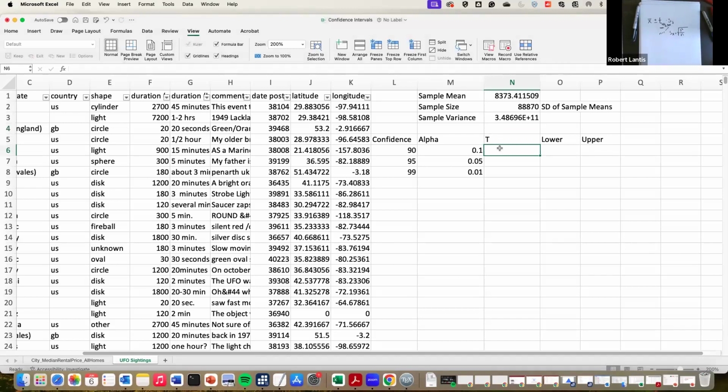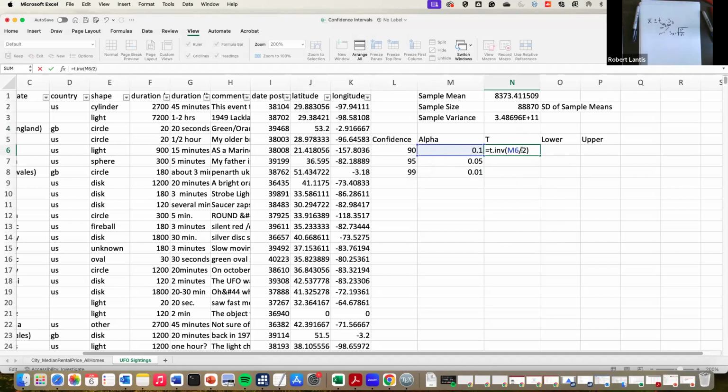So I need to find this t value. So T.INV, right? Because I know the area that I want in the tail. It's half of alpha. Okay.